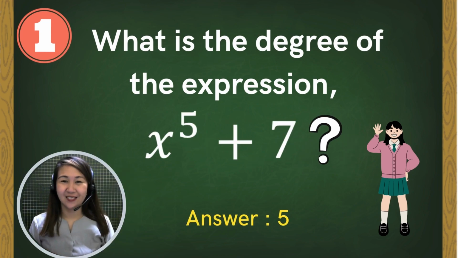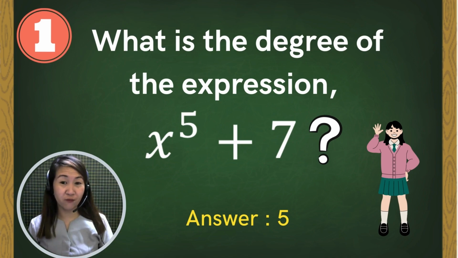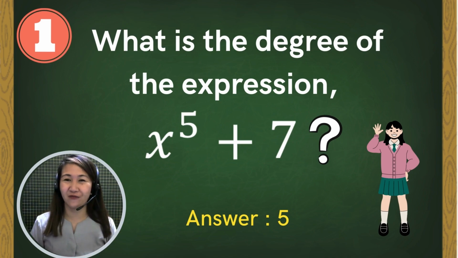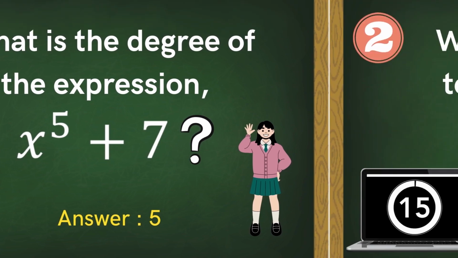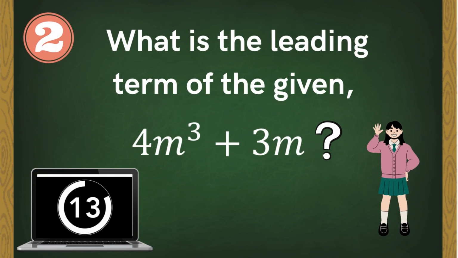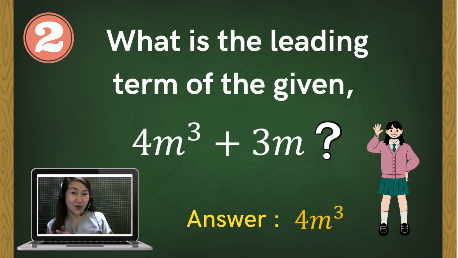And you are correct. The degree of the expression x to the fifth power plus 7 is 5. Great job! Now, let's try to answer number 2. Is your answer 4m cubed? That is perfect. You're doing a great job. Let's now go to question number 3.